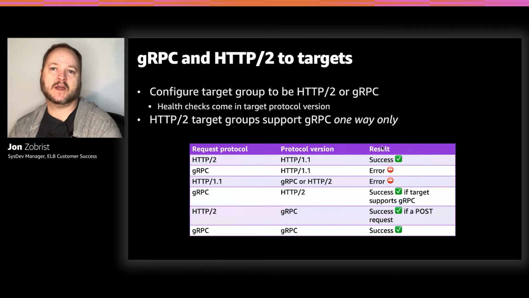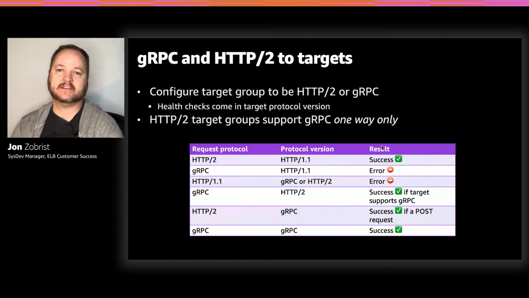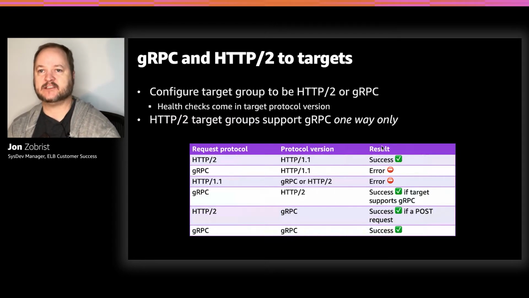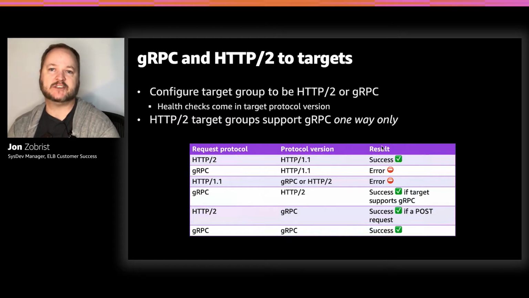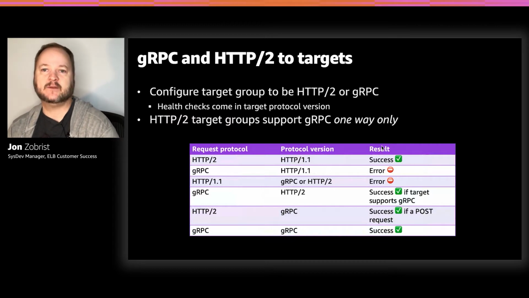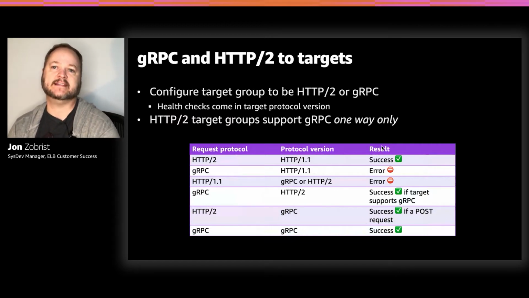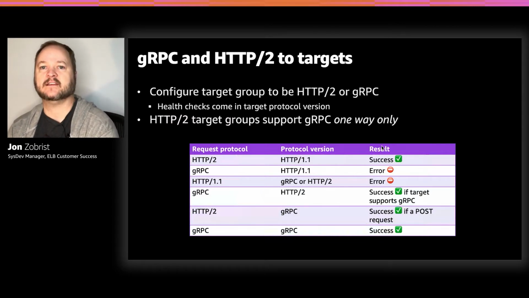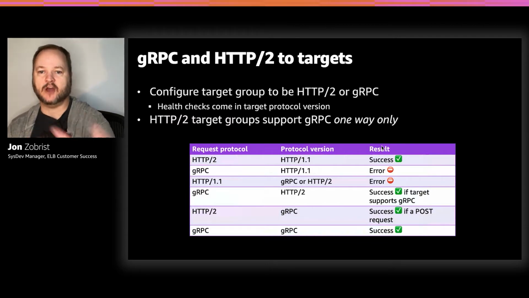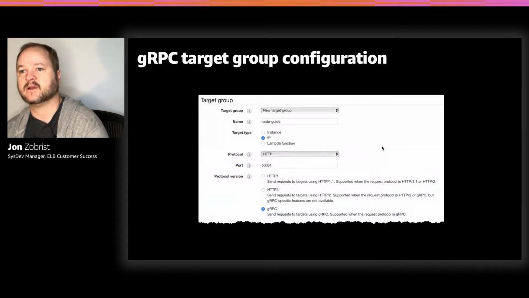So when you create a target group and you now have this option to select the protocol version, the health checks are going to also have the HTTP2 or gRPC version. And with HTTP2, it's similar to an HTTP1 health check, but we'll actually send them as HTTP2 requests. With gRPC, it's a little bit different. You can specify the protocol version that needs to come back from the target for it to be considered healthy. And then again, HTTP2 target groups support gRPC only one way, as long as the backend supports those gRPC requests. So we're not going to enable gRPC to non-gRPC targets. And here's a summary table.